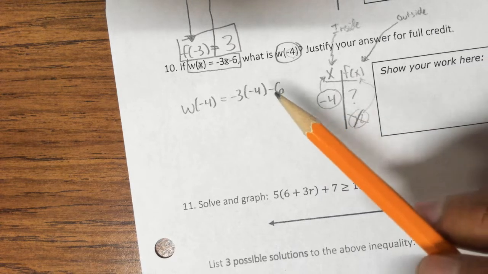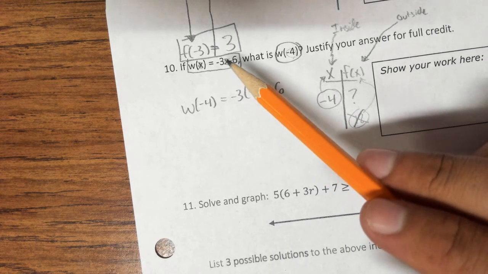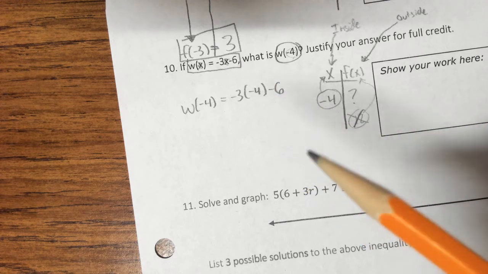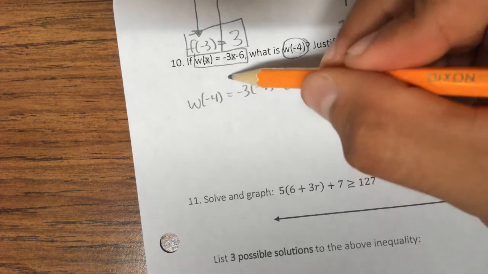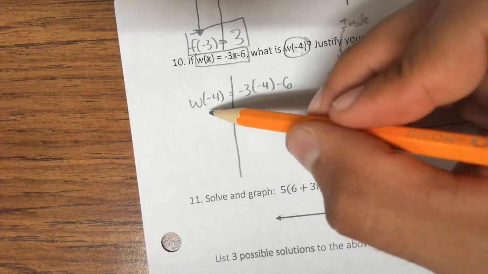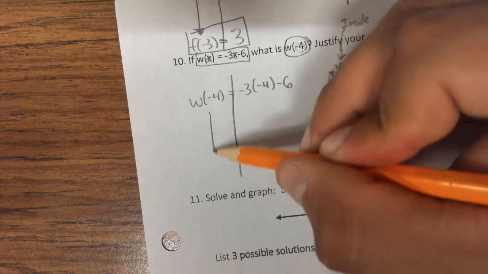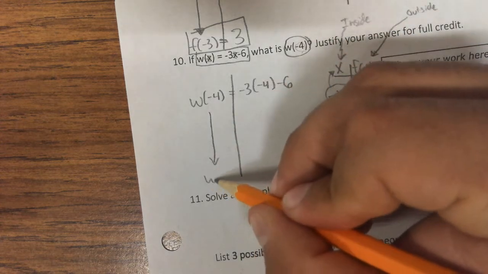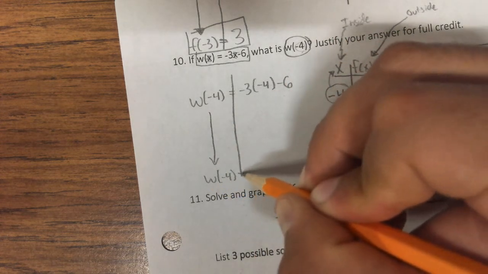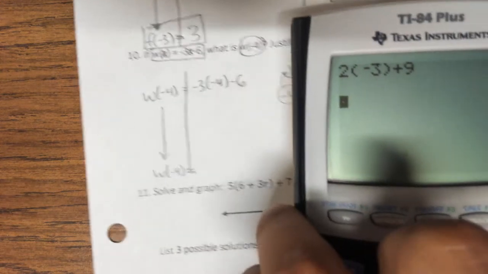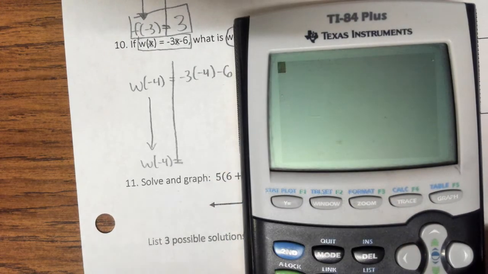Okay, again, if there's not a parentheses already around it, like for example this x here, when we plug it in, we want to make sure that we put parentheses around it and then plug in the negative 4. We draw our line, we're going to solve. Remember the w of negative 4, this side right here, whatever your function notation is, this just goes all the way down to our final answer. And as soon as you set it up, it should be pretty easy.